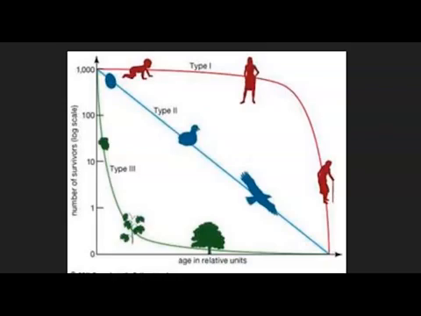Type 3 curve is characteristic of r-selected species, where initially several babies are born, but several die off initially and might not make it to adulthood. Only a couple individuals in that population will make it to a ripe old age. An example of this is salmon.